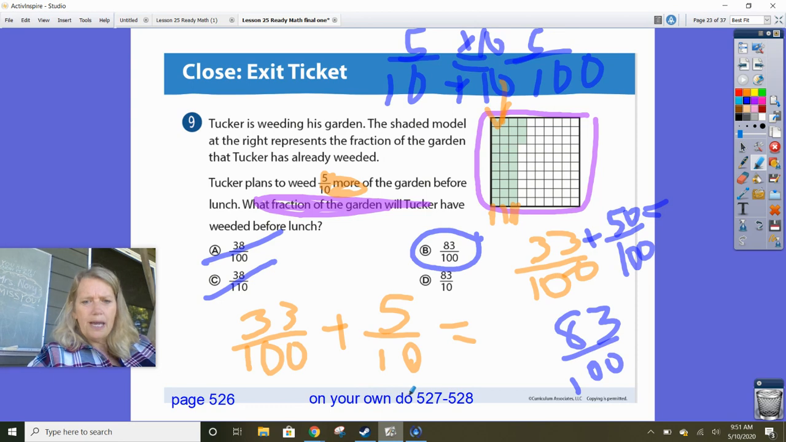So on your own, do pages 527 and 528. Please let me know if you have any questions and I will help you out.